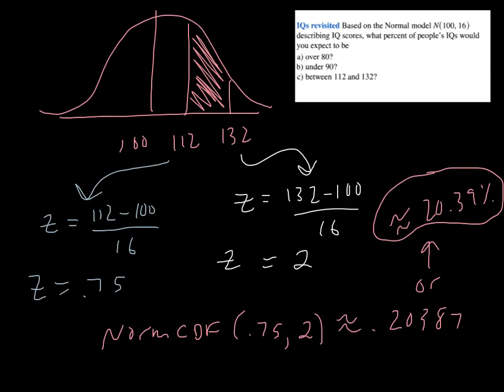See what you could do about taking this one all the way through on your own. Press pause now. All right, here it is from soup to nuts. Between 112 and 132, those are both to the right of 100, so the bounded area is shaded in. Now, the z-score associated with 112, I calculated to be 0.75. The z-score associated with 132, I calculated to be 2.